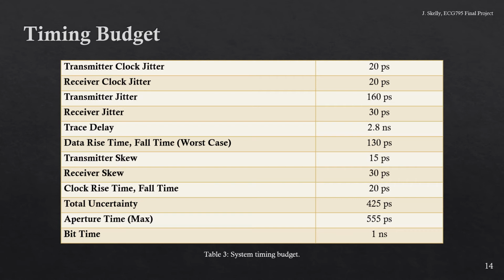The aperture time of 555 picoseconds was obtained by subtracting the sum of total uncertainty and clock rise time from the ideal bit time of 1 nanosecond.